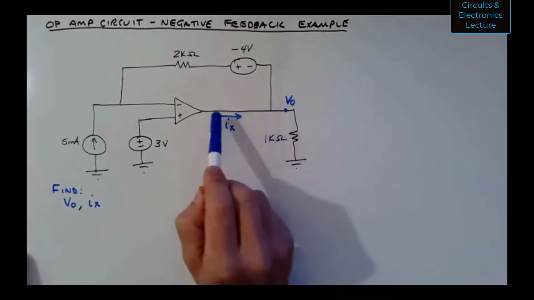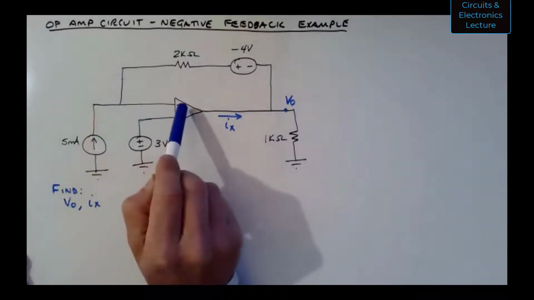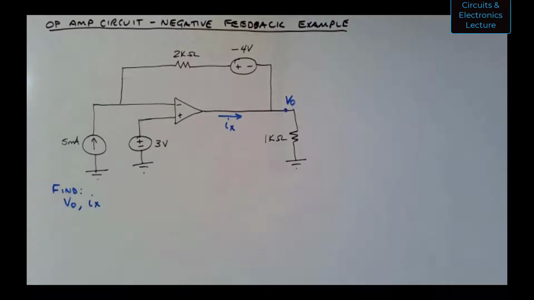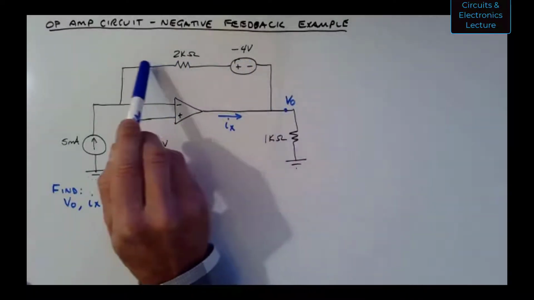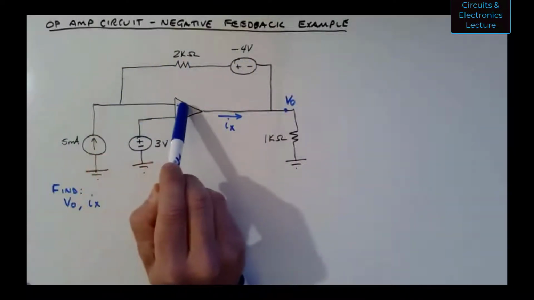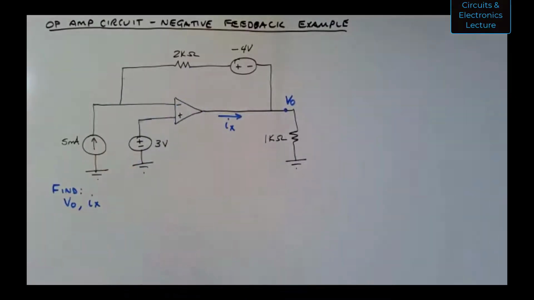I observe a connection between the output and the inverting input. The inverting input's the one with the negative sign next to it. So we have negative feedback, okay? That's how you identify negative feedback. If you can take your pen and trace along a path that gets back from the output back to the inverting input, then you have negative feedback.